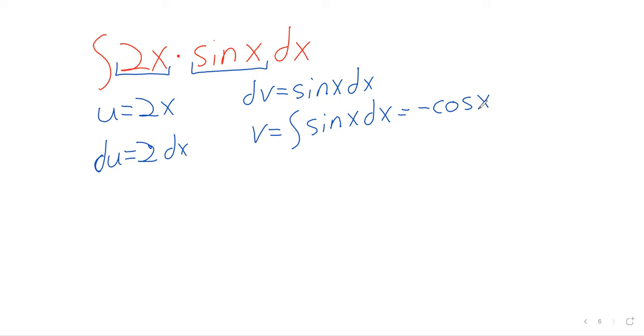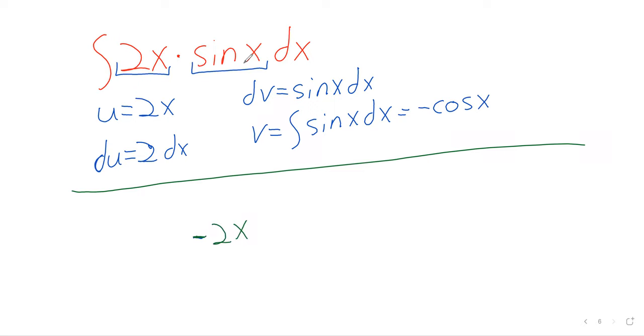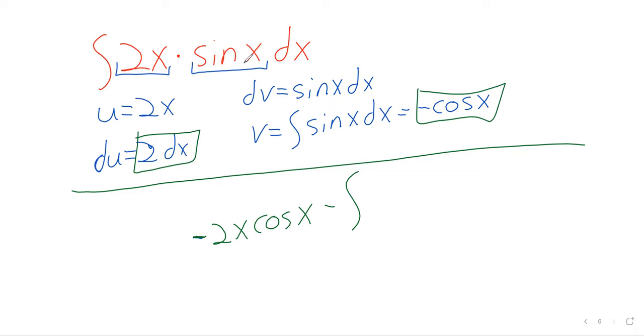And now we put these together. u times v. Let me separate this. u times v is negative 2x times the cosine of x, minus the integral of v du. So negative 2 times the cosine of x dx. And now we're very close.